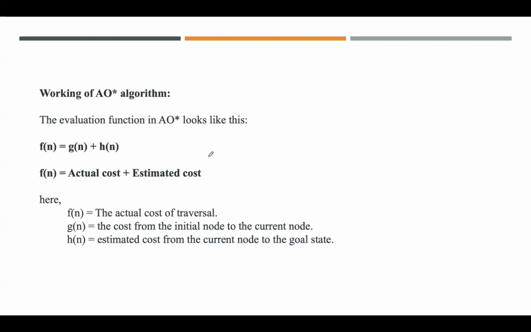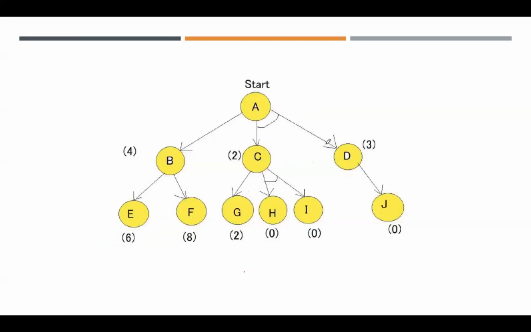Here the evaluation function which we use in AO star is f of n equal to g of n plus h of n, where g of n is the actual cost, that is the cost from the initial node to the current node, and h of n is the estimated cost from the current node to the goal node. So f of n is the estimated total cost of traversal. Here is an example, where all the numbers represented in brackets are the heuristic values. The heuristic value is h of n.